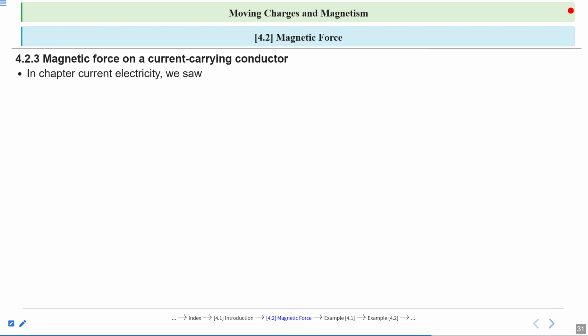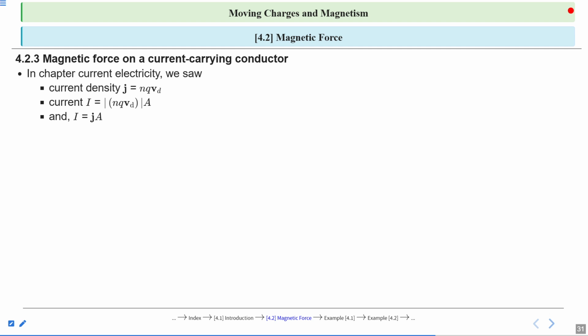In the chapter current electricity, we saw that current density J is equal to n q Vd. We saw n e Vd, where e is the charge on the electron, but we are deriving the generalized result, so we are putting e as q. Charge can be different from e. So current I is equal to n q Vd A. We have put the mod sign because current is a scalar quantity.